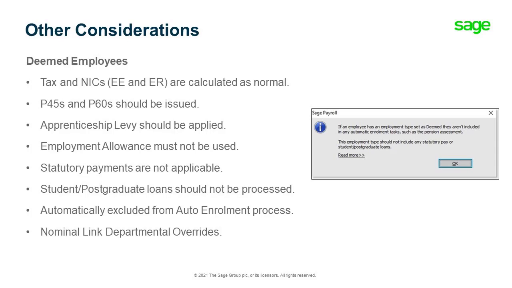Finally, to ensure your nominal linked journals are correct, we recommend you assign these employees to a specific department, then set up departmental overrides. I'll show you a link to a Sage article detailing how to do this in just a moment. Please be aware, though, that while student or postgraduate loans and statutory payments are not applicable to a deemed employee, Sage 50 Cloud Payroll will not prevent you from setting these up and processing them.